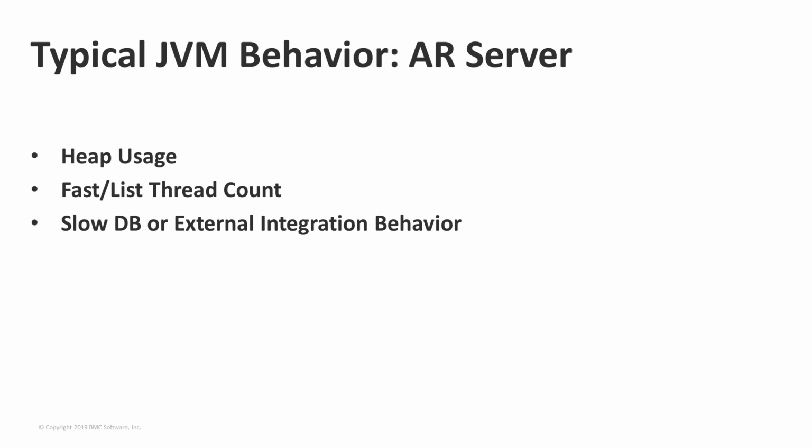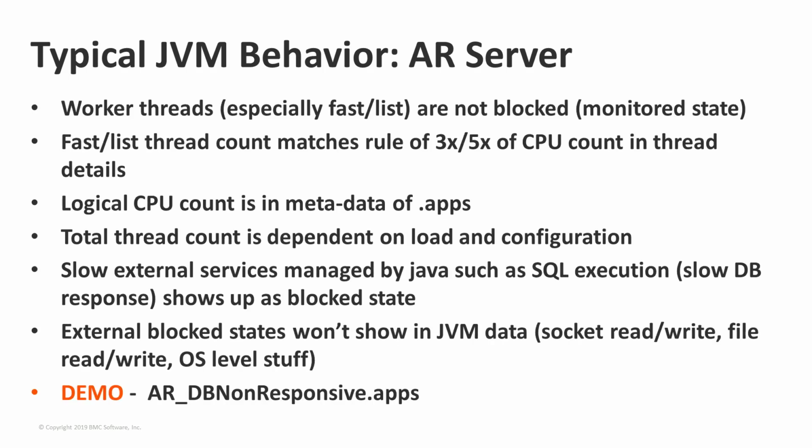Okay, this next slide has a lot of data on it. The first thing you want to keep in mind is when you look at the JVM snapshot, you look at the worker threads, especially the fast and list threads, and by the way, these are named for you, so I will show you the fast and list threads during the demo. You want to make sure that these are never blocked. These threads access the database all the time, so they have to be rather quick, and you don't want to see any blockage for fast and list, because any blockage of any of those threads will remove them from service of the AR server application itself.